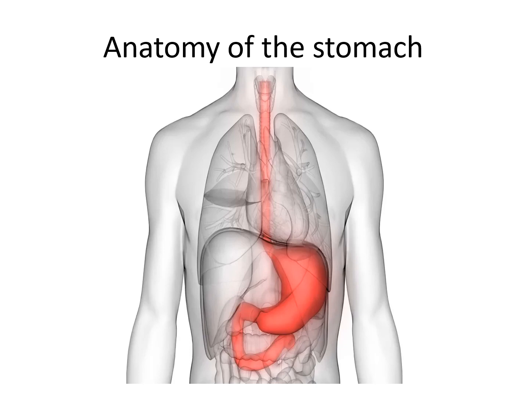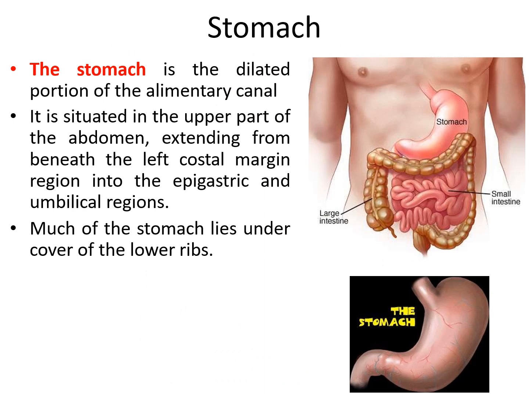In this video, we will discuss the anatomy of the stomach. The stomach is the dilated portion of the alimentary canal. It is situated in the upper part of the abdomen. It extends from beneath the left costal margin into the epigastric and umbilical region.